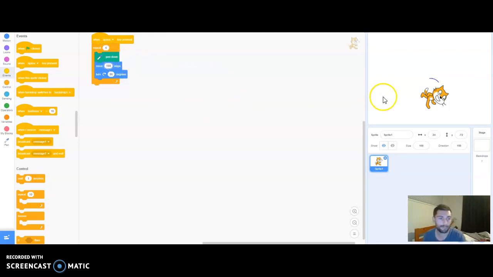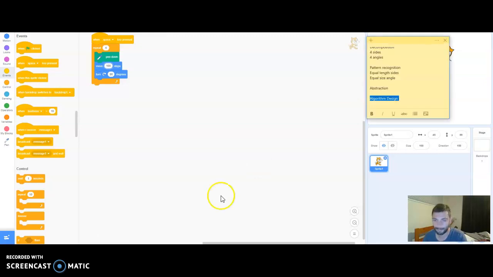Okay, so now if we draw our square and we press enter, or space, sorry, this time we do have a square. So there we have it.